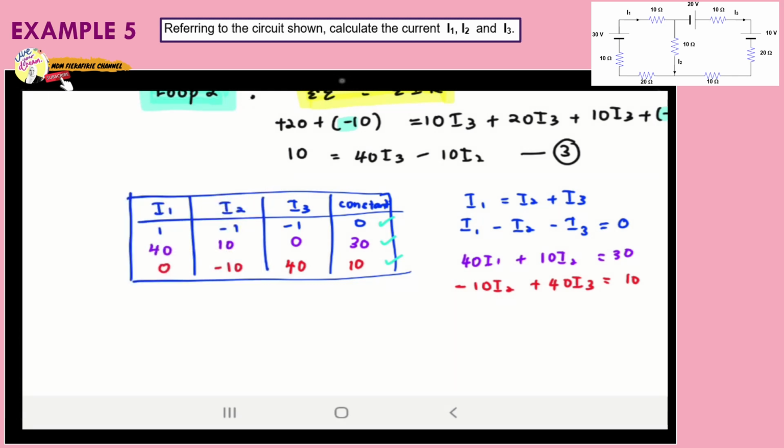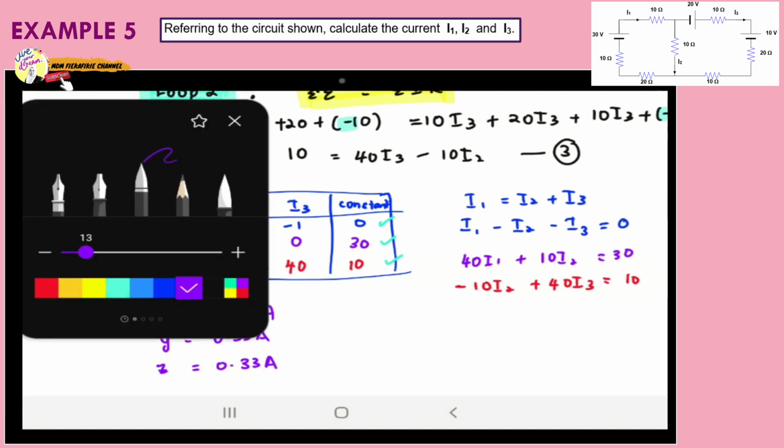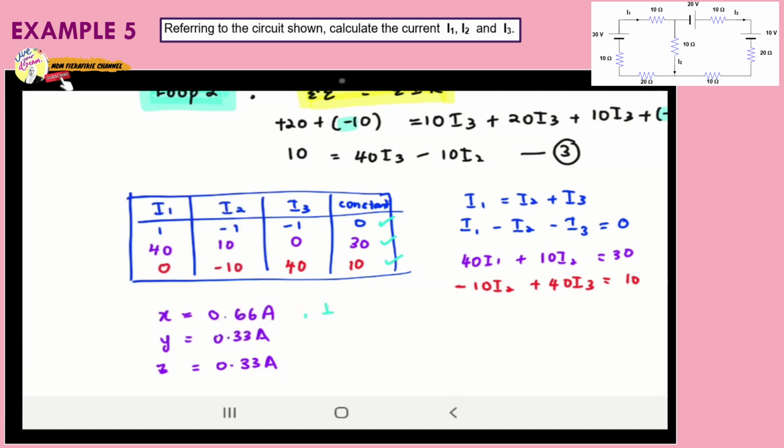Finally, you will get the value of X. Dia akan keluar X is equal to 0.66 ampere, Y is equal to 0.33 ampere, and Z is equal to 0.33 ampere. Based on this, X, Y, Z are the values for I1, I2, I3, where I1 is equal to 0.66 ampere, I2 is 0.33 ampere, and I3 is 0.33 ampere.